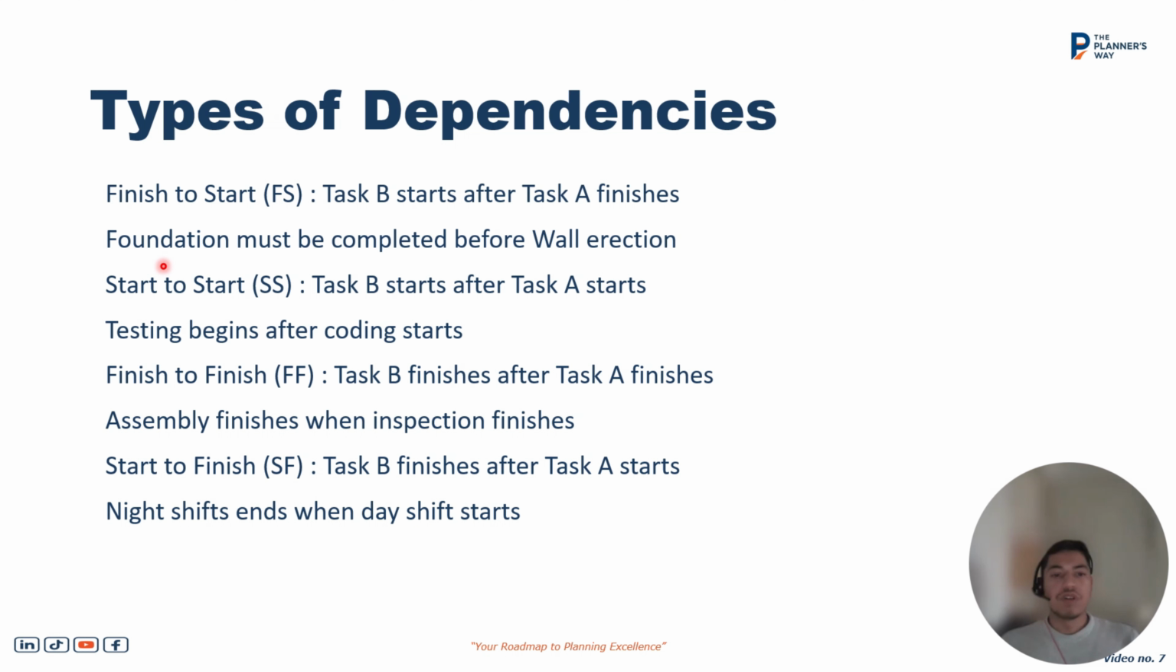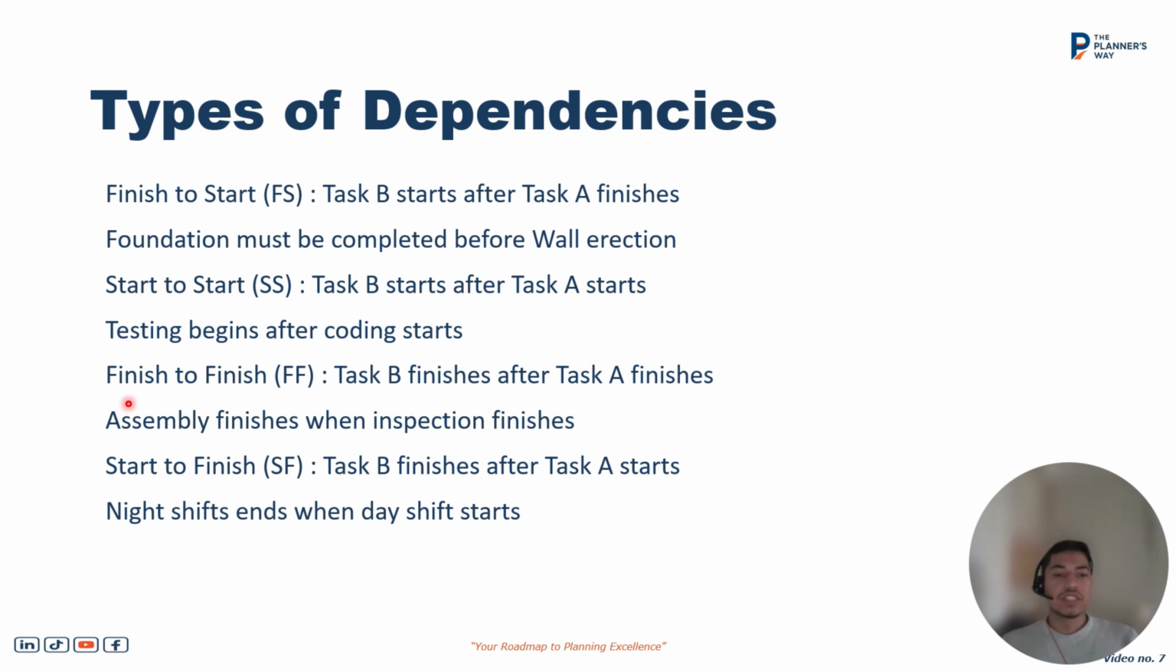For example, foundation must complete before wall erection. That means the foundation needs to be complete before the wall erection. The second type of dependency is start to start, which means task B starts after task A starts. These are tasks which we can do simultaneously. For example, we can begin the testing once we start the coding.